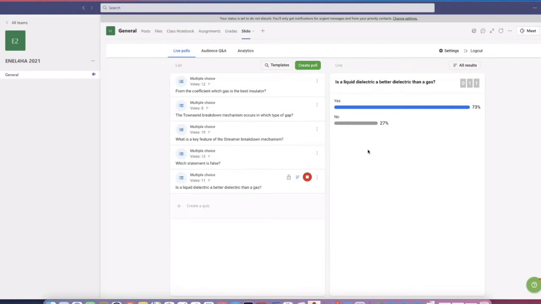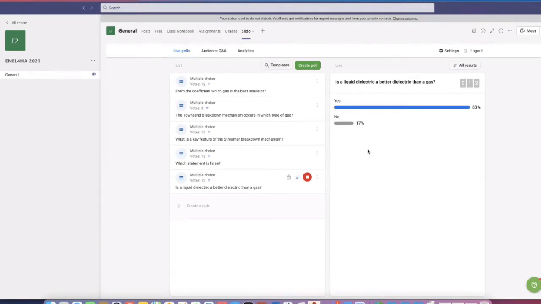Right. I can see that the opinions have changed. Is everybody in agreement that the liquid dielectric is a better dielectric than a gas in general? There's still a few no's there. All right, so I'm not going to push that any further.